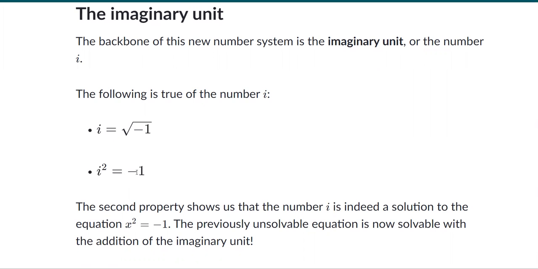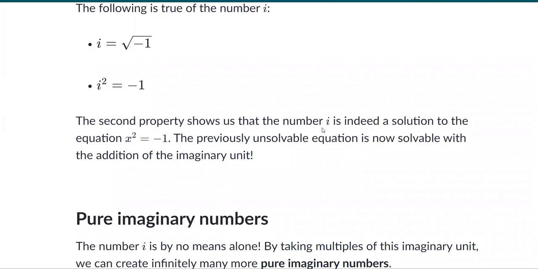The second property shows us that the number i is indeed a solution to the equation x squared equals -1. Notice that if you plug in the square root of -1 in place of x here, and then if you square a square root, those are inverse or opposite operations, the only thing you would be left with would be this -1 here. The previously unsolvable equation is now solvable with the addition of the imaginary unit.